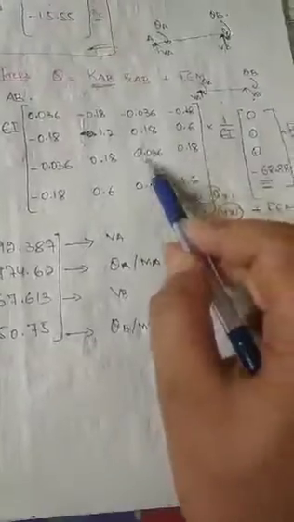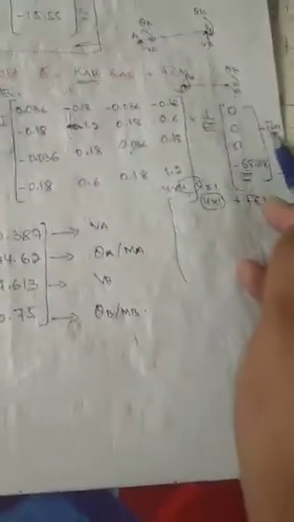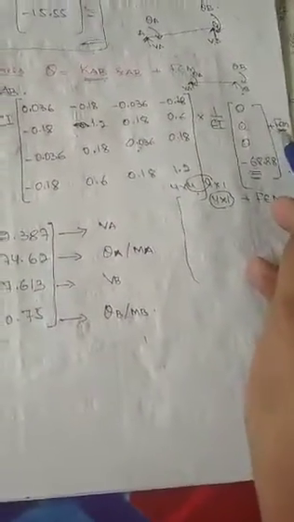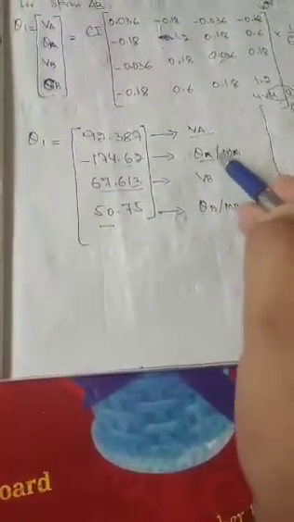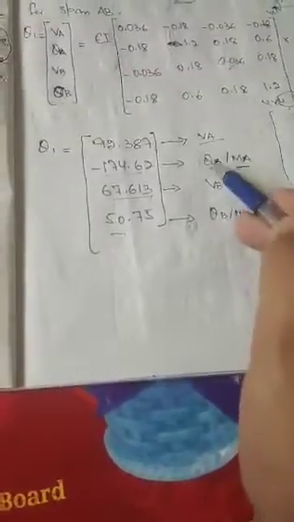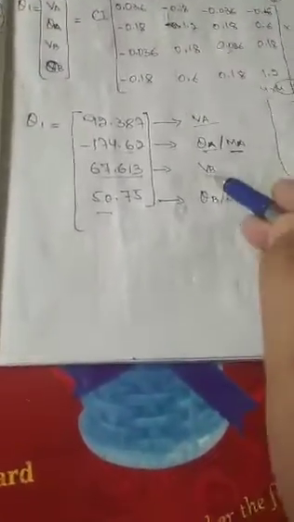After the multiplication and the addition of the fixed end moment, we will get the value of Q: 92.38, and this, and this. It is VA, QA or MA, moment. QA is the same, rotation or moment. And VB and QB, MB.